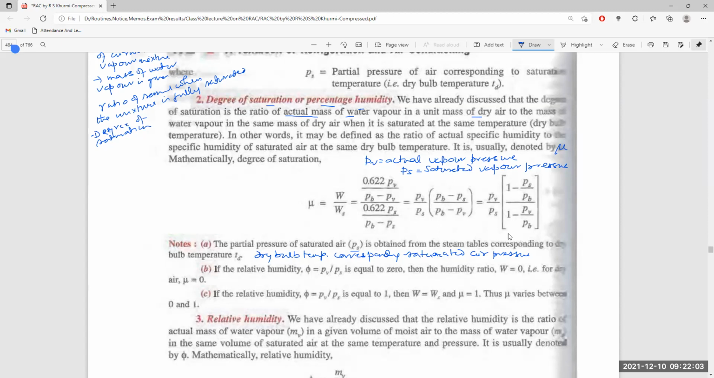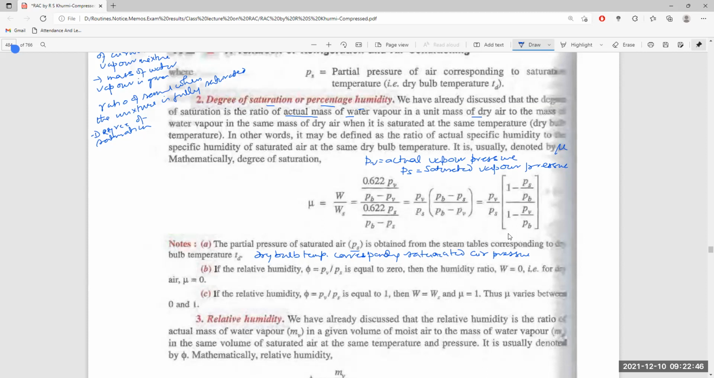the ratio of the actual mass of water vapor in a given volume of moist air to the mass of vapor in the same volume of moist saturated air. If the relative humidity is 0, the humidity ratio W is also equal to 0. That is for dry air, mu is equal to 0. There is total dry air, there is no vapor, so vapor pressure and saturated vapor pressure both are equal to 0, and relative humidity is supposed to be equal to 0 here. In that case, W is also 0.